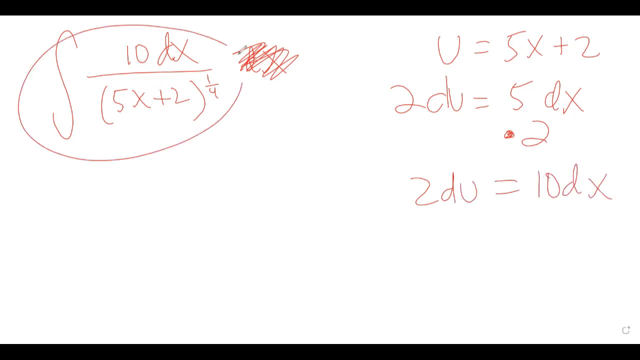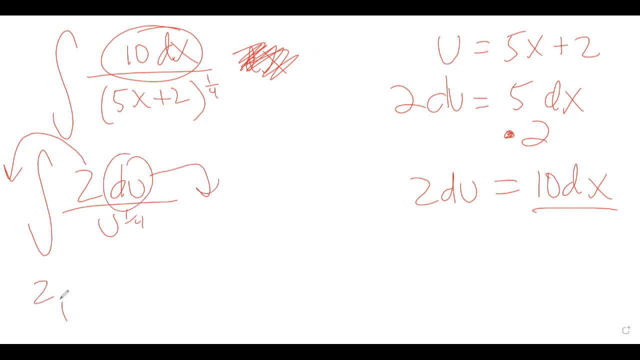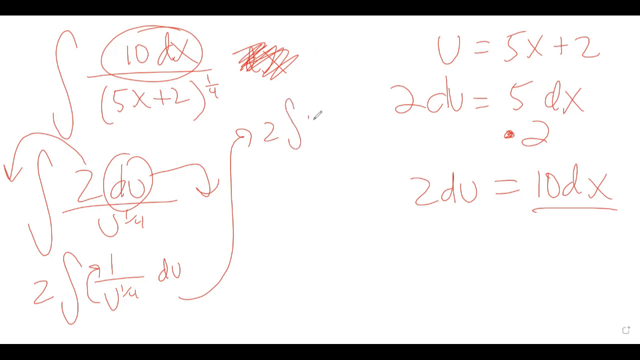And now we can rewrite the original problem. So we have integral, and the numerator, 10 dx, gets replaced by 2 du, and the bottom would be u to the 1/4. Now, why don't we move the 2 to the outside and keep the du attached to the hip? So we have 2 integral 1 over u to the 1/4 du. And then why don't we bring the u to the top? Let's continue here. So we have 2 integral u to the negative 1/4 du.